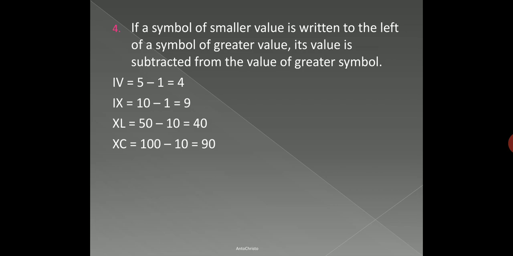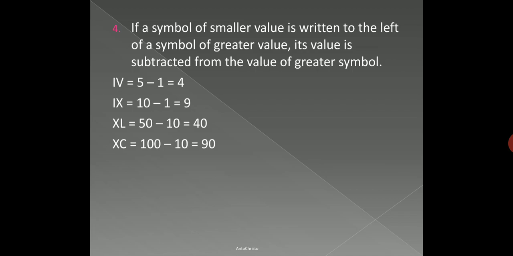In the second one you see, I and an X. I represents 1, X represents 10. So a bigger number is coming after the smaller number. So 10 minus 1, bigger minus smaller. 10 minus 1 is 9. So when we write I and X together, it represents number 9.